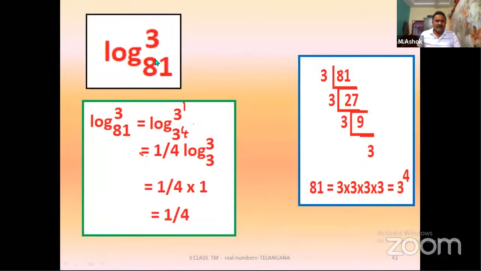Next, log 3 base 81. Again, basing on the formula, I am writing 81 as 3 to the power of 4, and 3 as 3 to the power of 1. So this power by this power, 1 by 4 into log 3 base 3. And we know the value of log 3 base 3 is 1. So its value is 1 by 4. How does 81 come as 3 to the power of 4? Look here: 3 twos are 6, 3 sevens are 21, 3 nines, 3 threes. 81 is 3 to the power of 4.